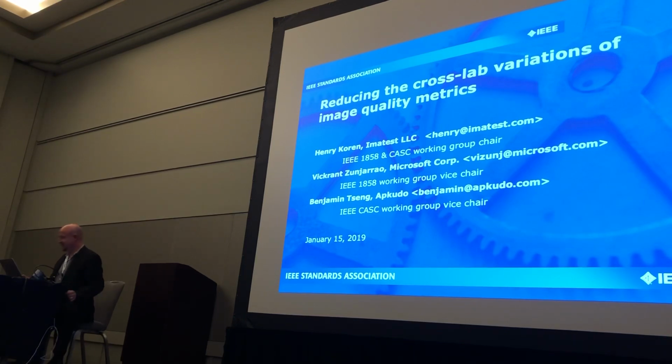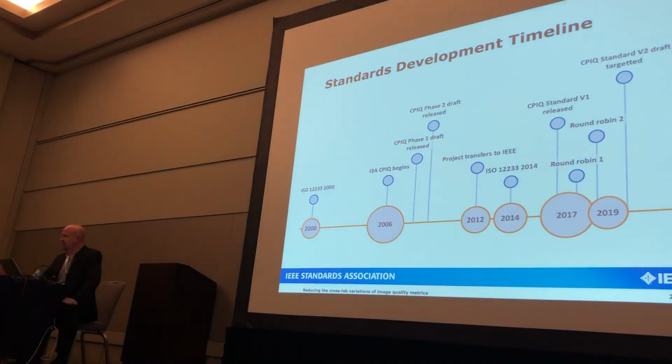Good afternoon. I'm going to be talking about the sources and means of reducing the variation of objective image quality metrics obtained from different imaging test labs. This talk is focused on some of the metrics which are part of the IEEE Camera Phone Image Quality, or CPIQ standard. Our goal is to certify multiple test labs to score mobile devices. I'll give a little history about the progress of work with the standard.